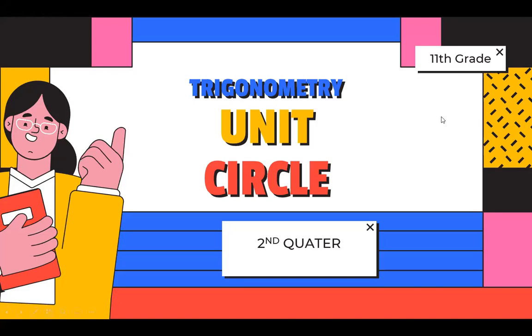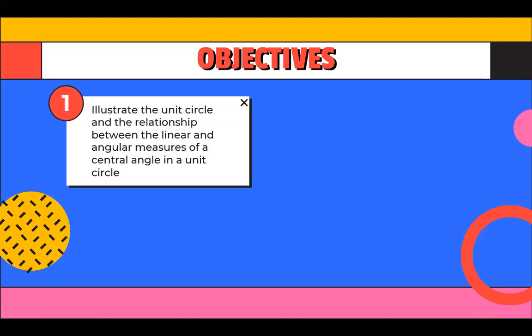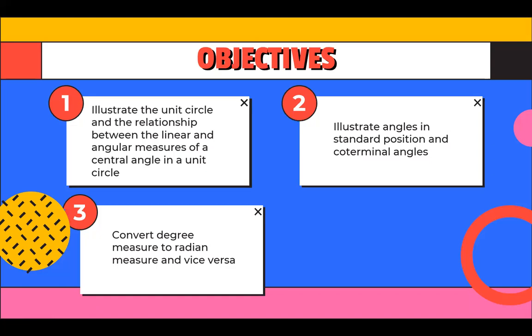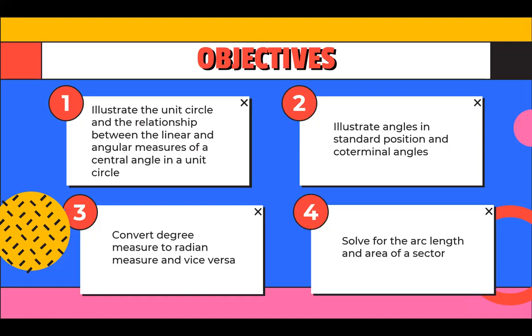For our objectives, we are first to illustrate the unit circle and the relationship between the linear and angular measures of a central angle in a unit circle. Then convert degree measure to radian measure and vice versa. Illustrate angles in standard position and coterminal angles. And lastly, solve for the arc length and the area of a sector.